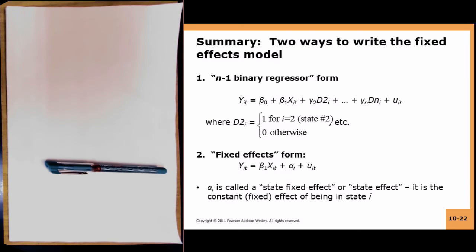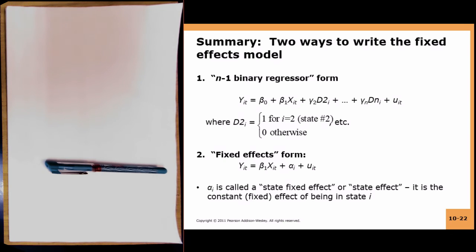So to summarize, there are two ways to write the fixed effects model. One is the n-1 binary regressor form, where Y_it is equal to beta 0 plus beta 1 X_it plus gamma 2 D2_i up to gamma n Dn_i. You will notice that we have dropped the D1 category and all the other categories are included.